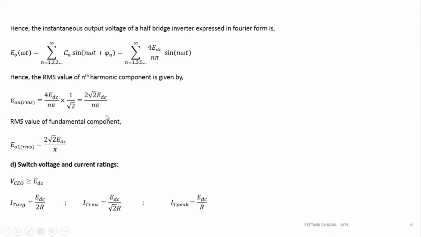So for E naught 1 RMS, n is replaced by 1. For E naught 3 RMS, n is replaced by 3. Accordingly you can find out the rest. Switch voltage and current ratings: V naught CEO is EDC over here. IT average is EDC by 2R, IT RMS is EDC by root 2R, IT peak is EDC by R. These are all the values.